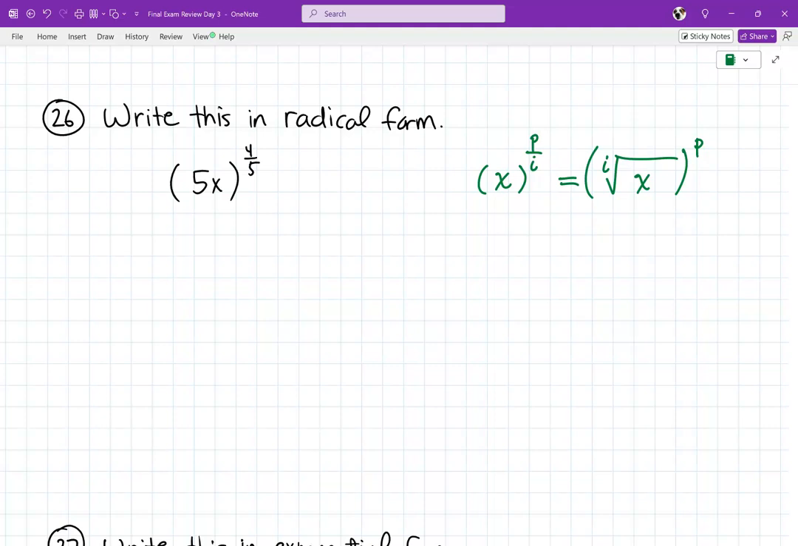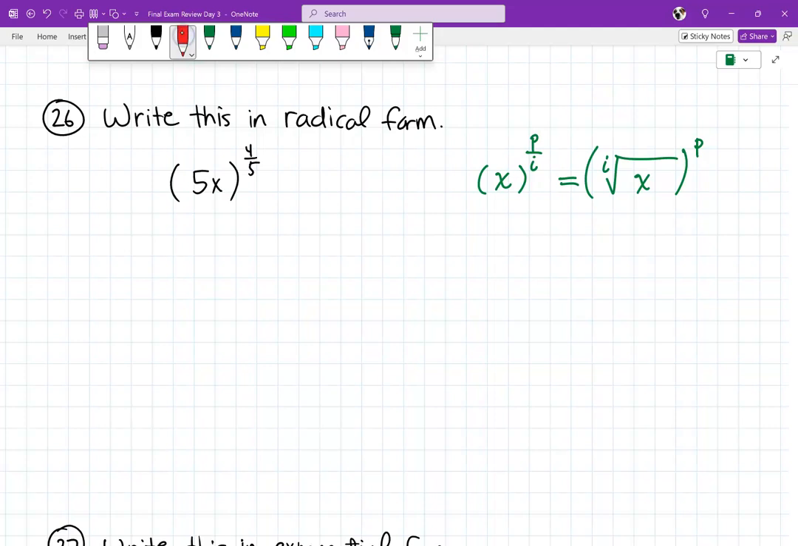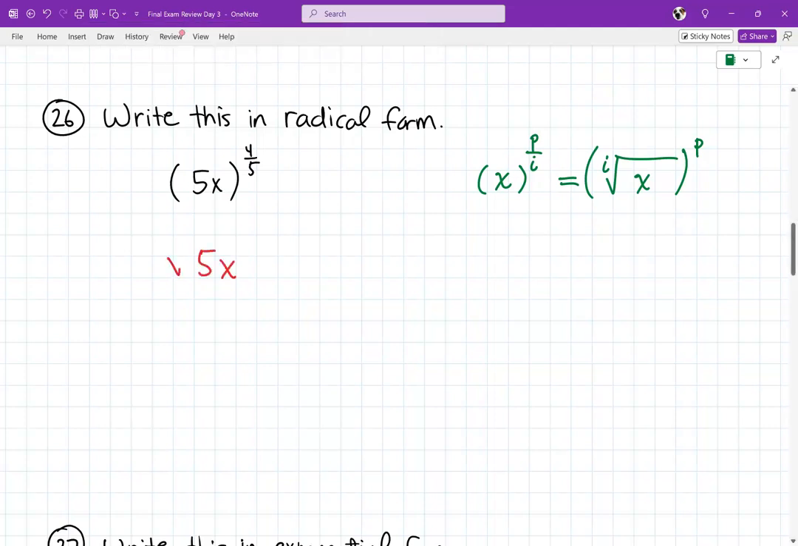So the 5x to the 4/5, I'm just going to write 5x, and this is really easy. I'm going to put a radical, and then my index, the i, is the denominator from the fraction, so it's going to be a 5 here, and then the 4 goes out there, and that's it. You don't have to solve anything. They just want you to rewrite it.